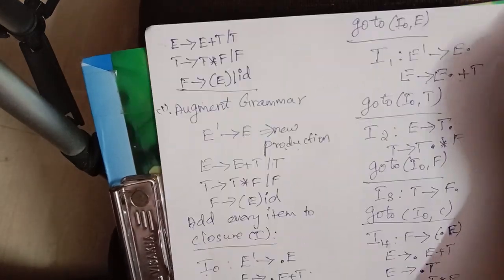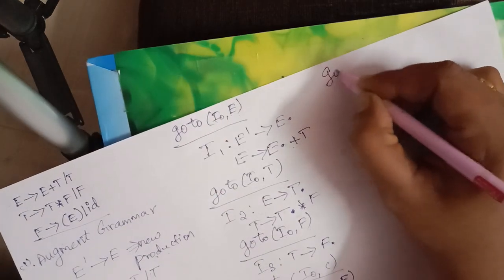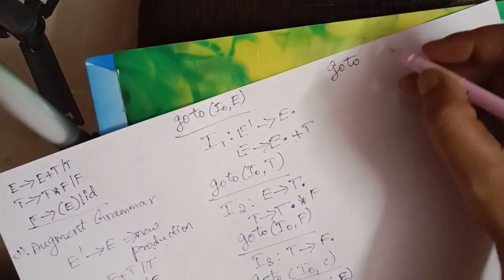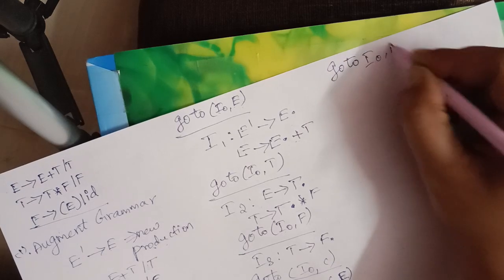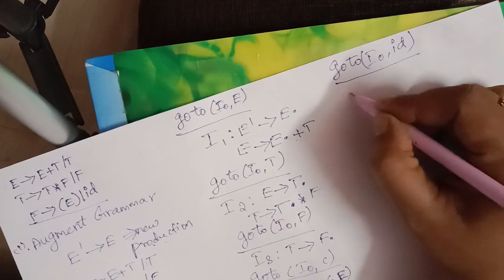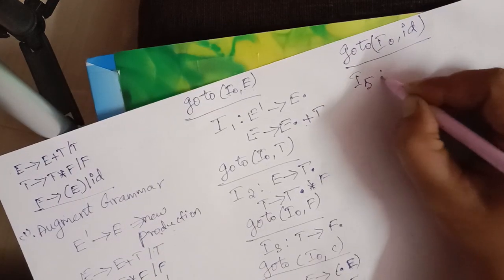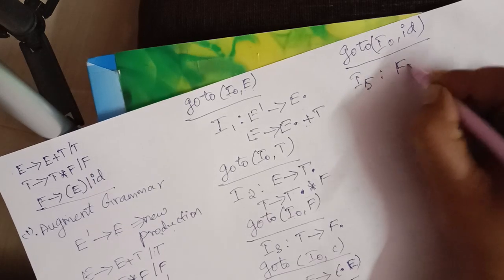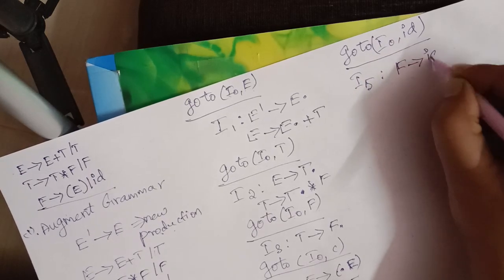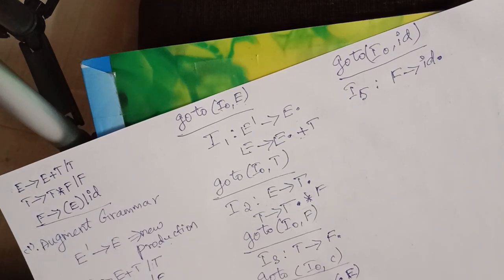So now I can apply go to I0 comma ID. I'm applying the go to function to ID. So I'll be getting a new item set I5, I5: F tends to ID dot.